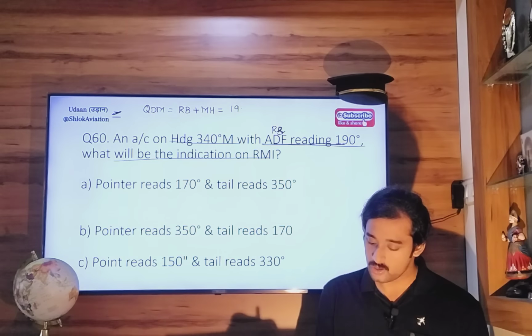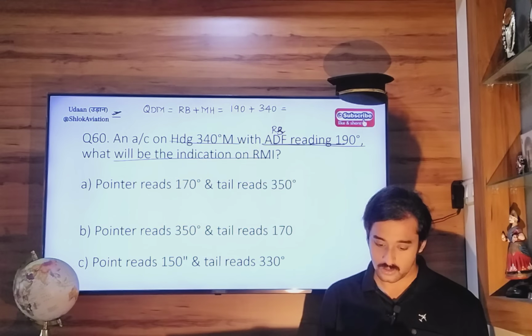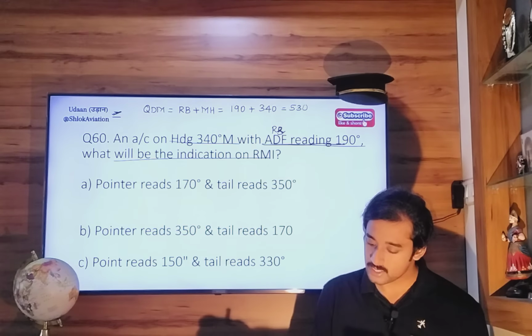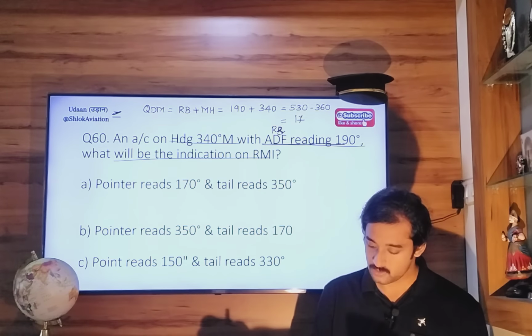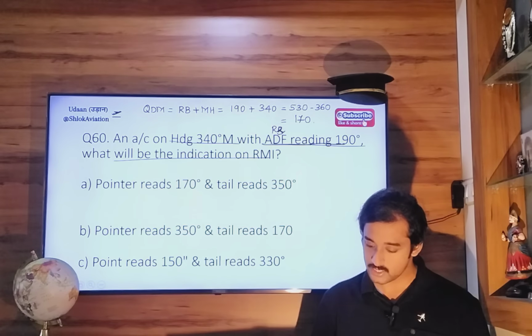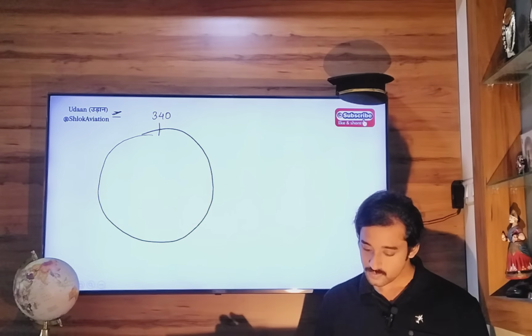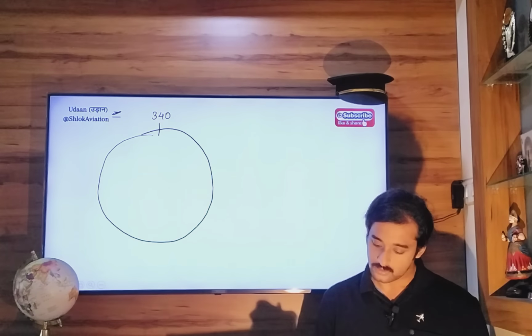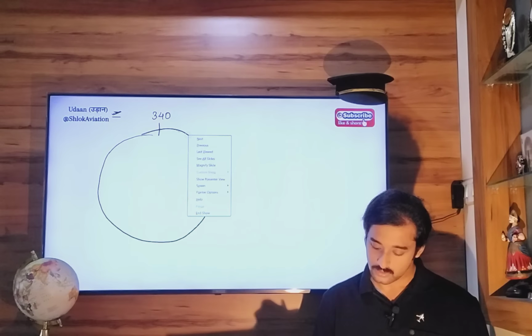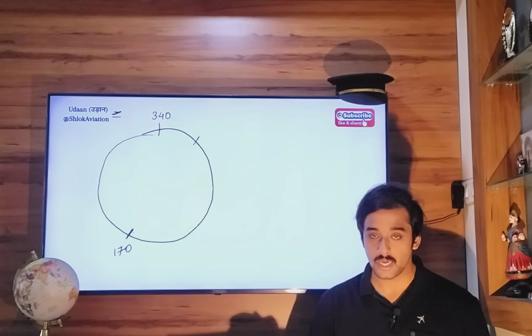We all know that QDM to the station equals relative bearing plus magnetic heading. So 190 plus 340 is equal to 530 minus 360 is 170. That means QDM to the station is 170. Okay, so 170 will be somewhere here. Reciprocal of 170 will be 350.